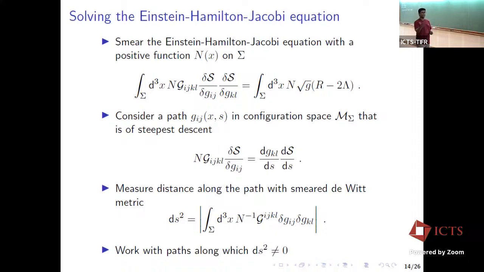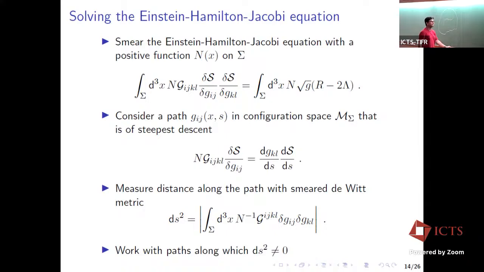And as in the classical mechanics case, we will consider a path in the configuration space of all metrics. So there is an additional parameter s. So these x's are coordinates on the 3-dimensional manifold, and this s is the path parameter. So I take configuration space, which is some infinite-dimensional space, and then I consider a path. And this path is parameterized by s, which is the distance measured with respect to a metric, which I'm going to write in a bit, from some starting point in the configuration space to the point where we want to look at.